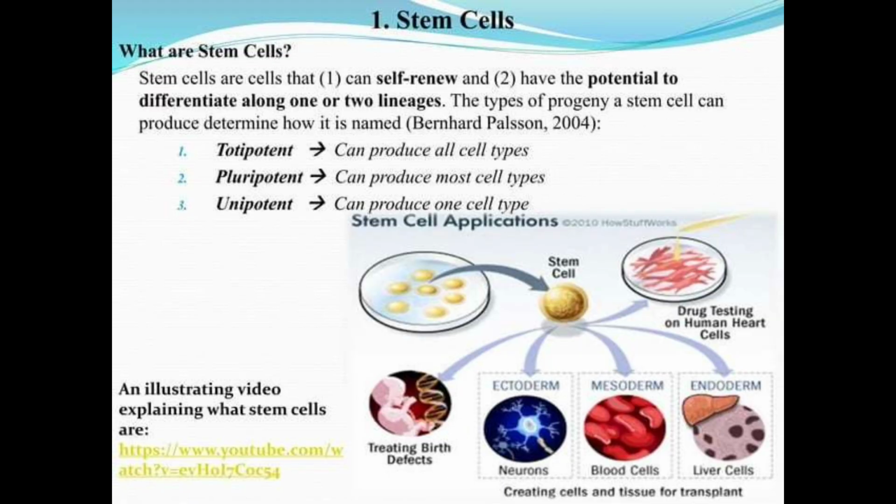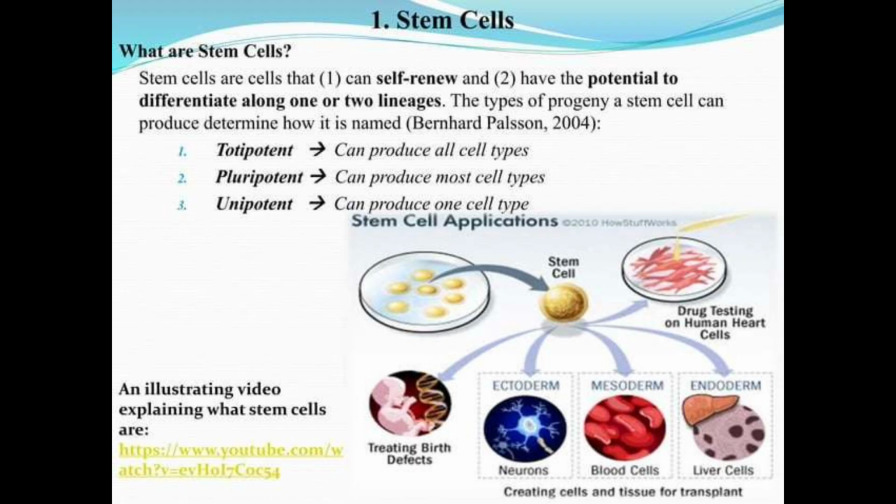So what are stem cells? Before going to the details, we must know what stem cells are. They are cells that can renew by themselves, a self-renewal process. They can develop on their own. They have the potential to differentiate into one or two different forms of cells or lineages. The type of progeny stem cells are present.